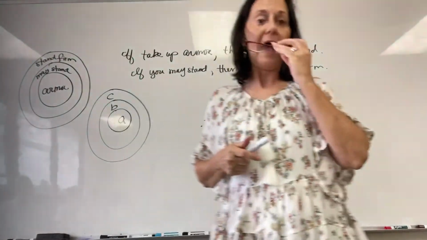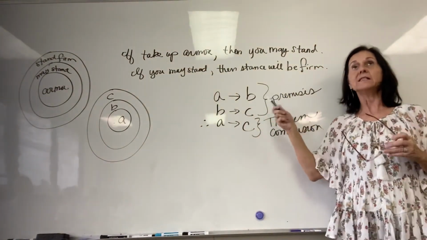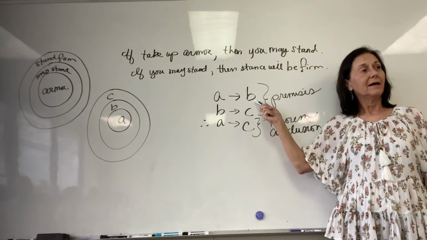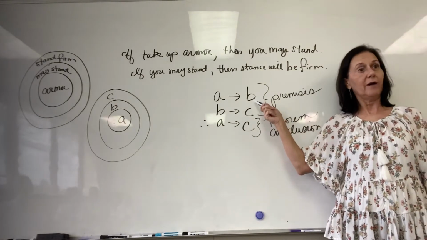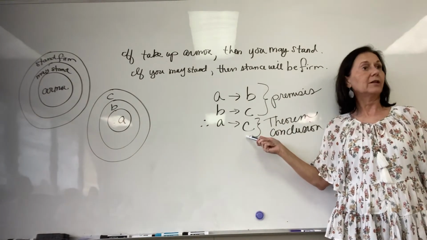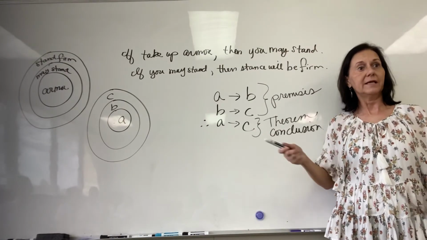If I do have a weak link in my premises, it is going to make me question my conclusion. Like if one of my premises, I question the truth value of it, then I'm going to question the truth value of my conclusion or what I'm trying to prove. Make sense?